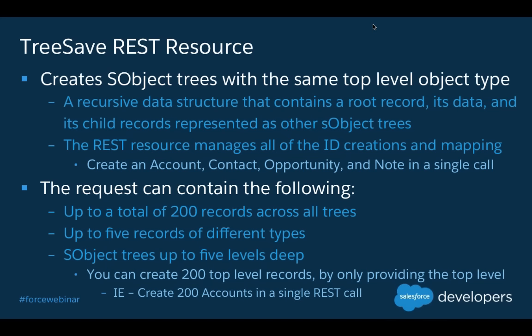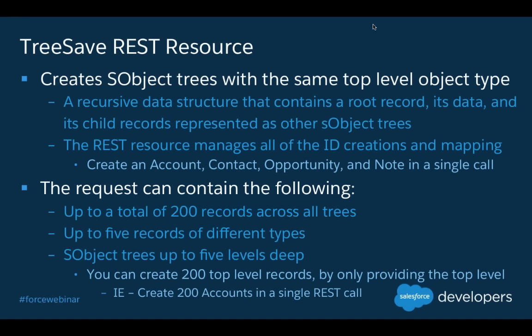You can insert up to 5 different sObject types. So let's say I want to do accounts, contacts, opportunities, cases, and tasks. That would be great, that's 5. But if I also wanted to do events, that wouldn't work because that's 6. So you can only do 5 sObject types.